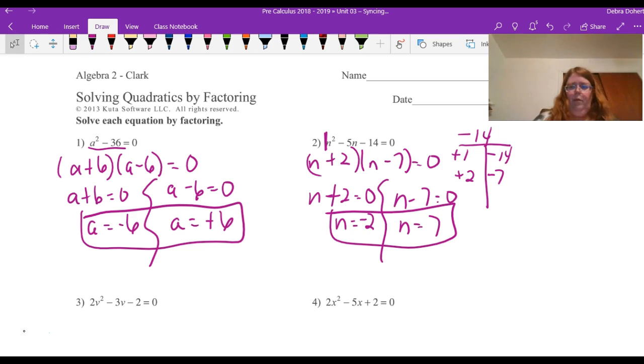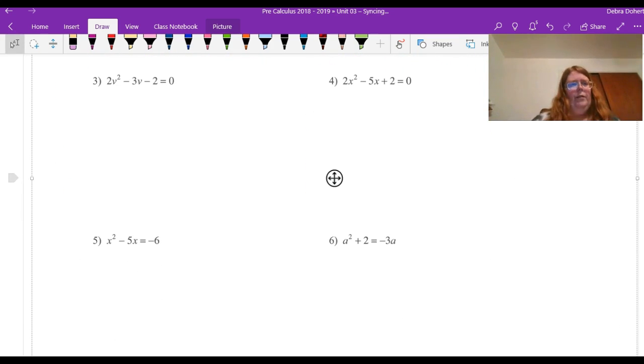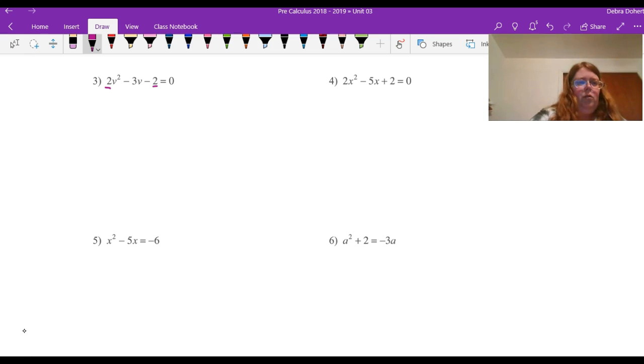All right, need to move this just a little bit. Okay. So we now have coefficients other than 1. So let's go ahead, and we're still going to multiply those two together. That gives me a negative 4. Factors of 4 are 1 and 4 and 2 and 2.